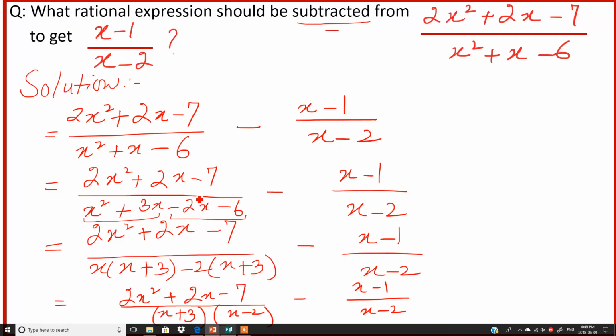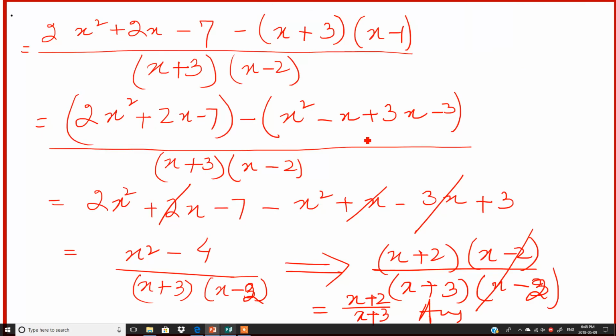What I did here, one more time I will explain to you. This expression you have to write down, then you have to subtract this x minus 1 divided by x minus 2. Make the factorization if we can, and then we have to take the LCM. After LCM we will change the sign, because in the middle we have negative, and the negative sign will change all the signs inside the parenthesis. Simplify it, we will get x square minus 4, which is equal to x plus 2 into x minus 2. So at the end we have x plus 2 divided by x plus 3.